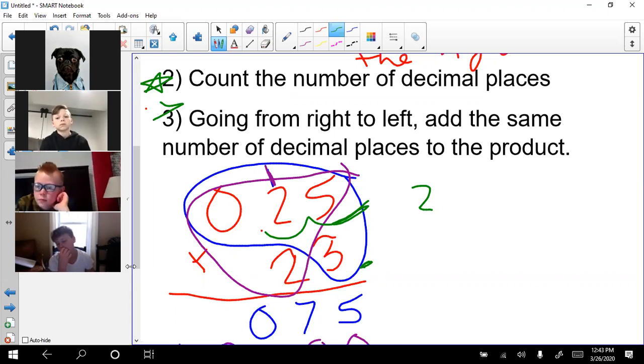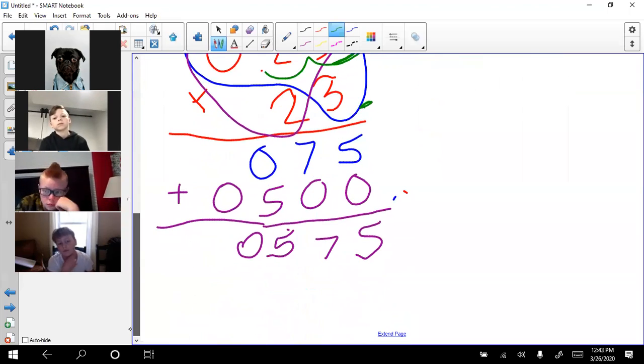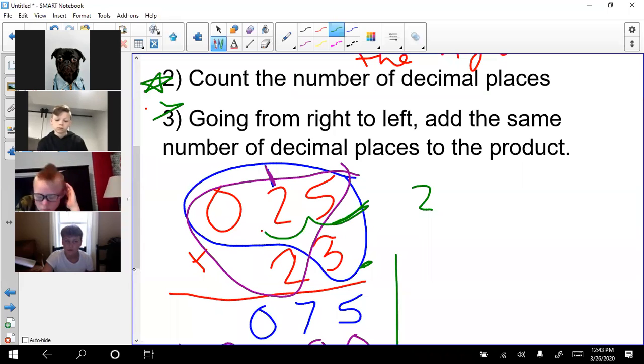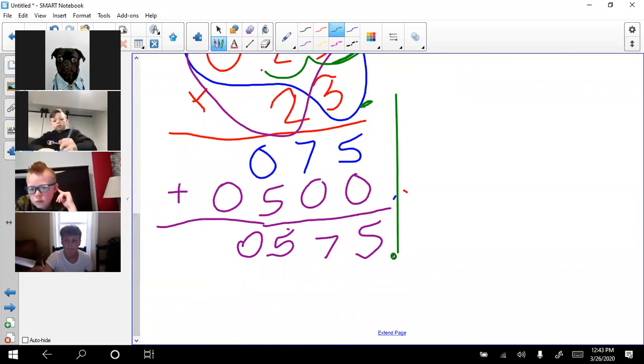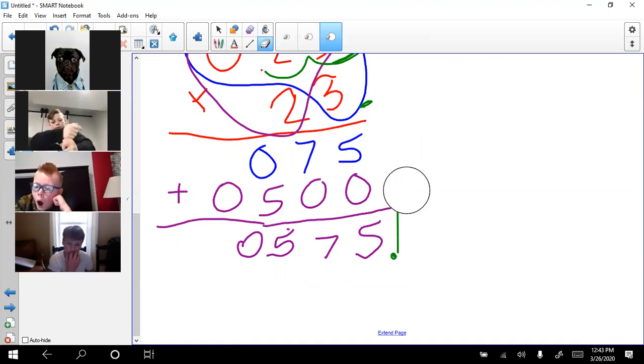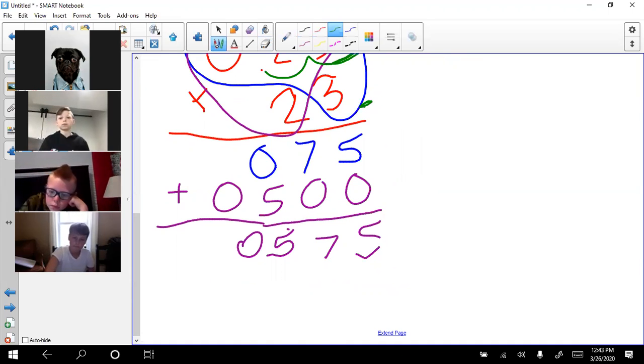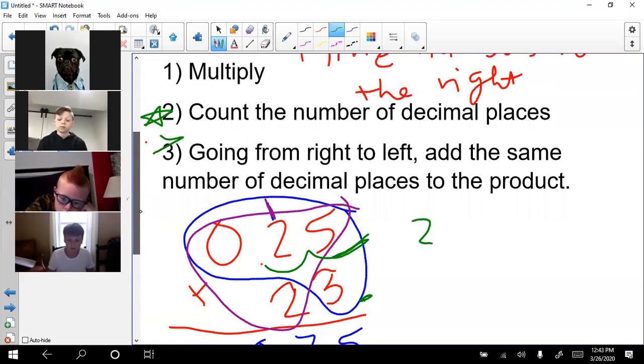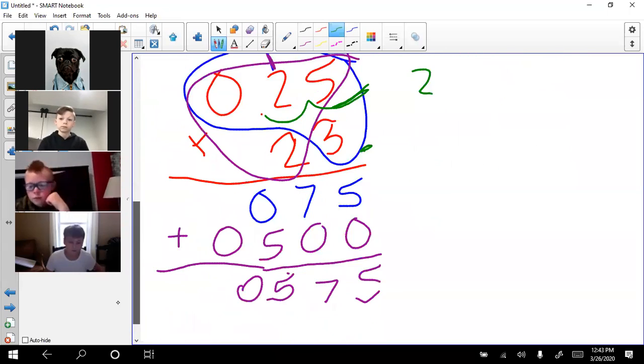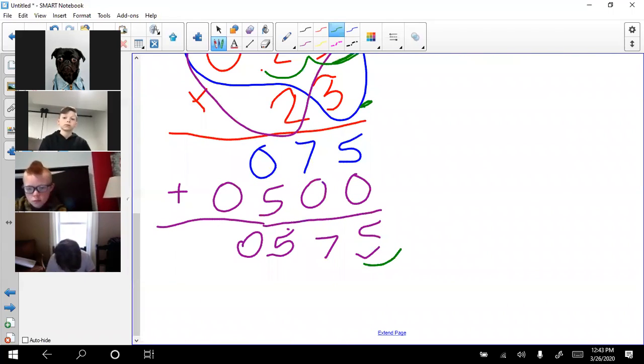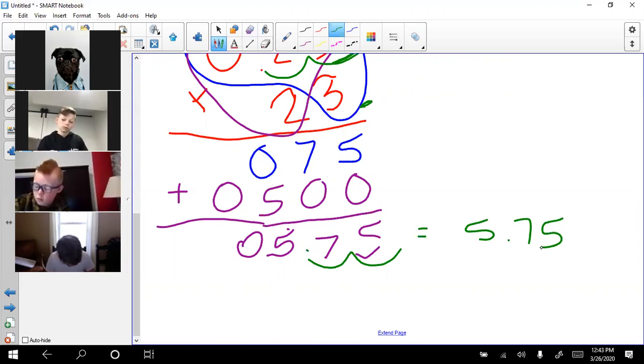Okay, so when I scroll down here, I'm going to start on the right, and I'm going to move to the left the same number of spots, that's step 3. Going from right to left, add the same number of decimal spots to the product. So I'm going to go like this, 1, 2. So my answer is going to be 5 and 75 hundredths. And the answer would be pounds, for the pounds of meat.